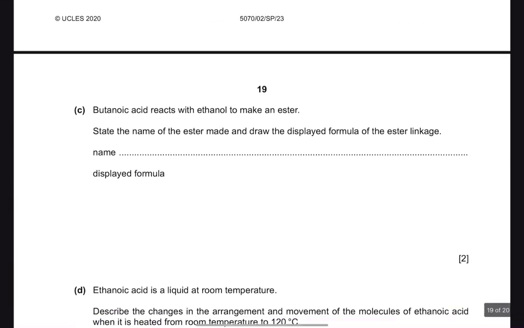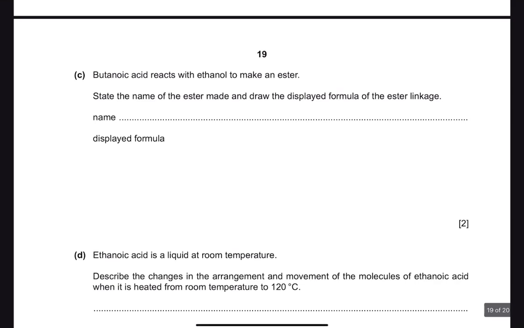An aqueous solution of propanoic acid is a weak acid. Define the term acid. We have already defined it, right? They release H plus ions. Butanoic acid reacts with ethanol to make an ester. State the name of the ester made and draw the displayed formula. Displayed formula means all bonds shown. So if butanoic acid is the acid and ethanol is the alcohol, the name is going to be ethyl, because the alcohol part's name comes first, ethyl, and then you will say butanoate.